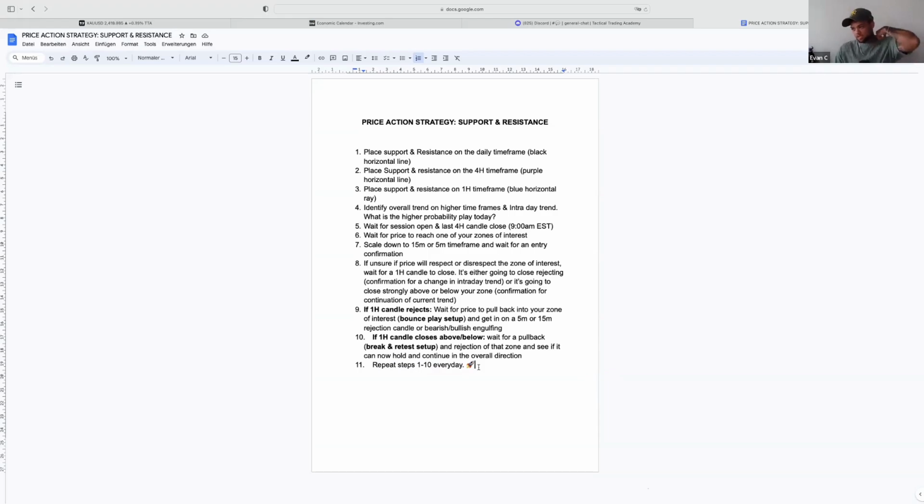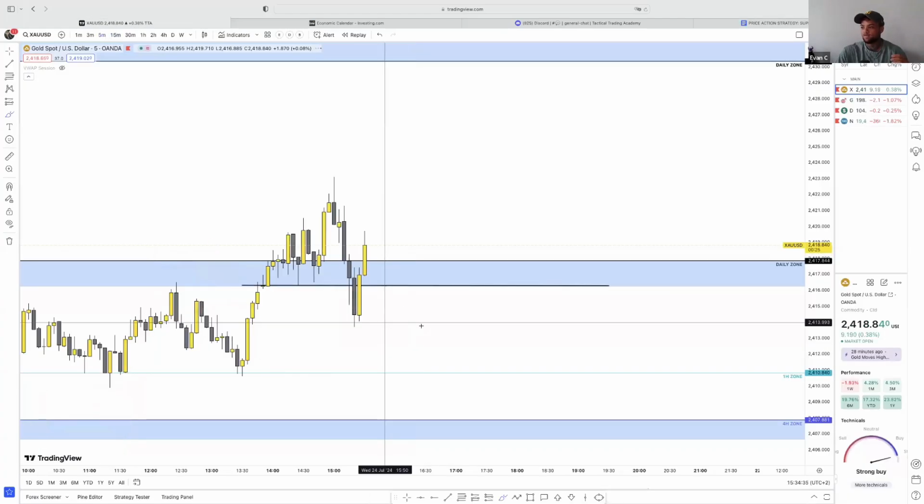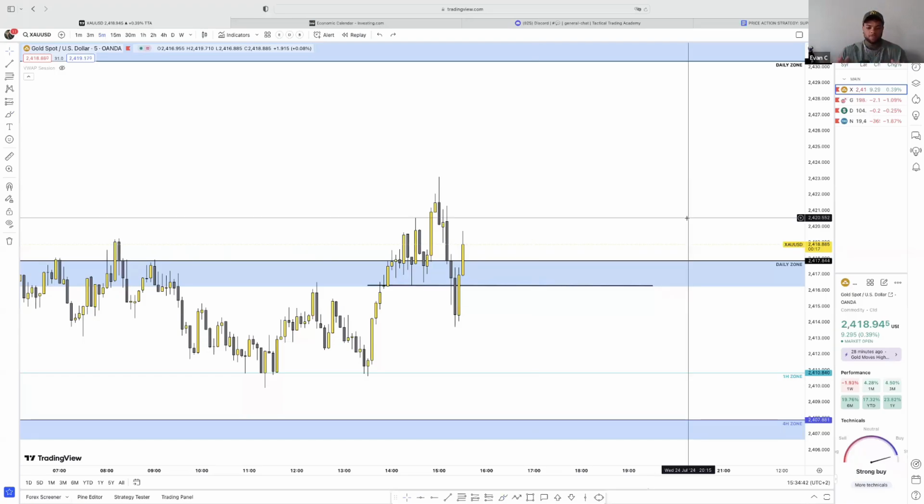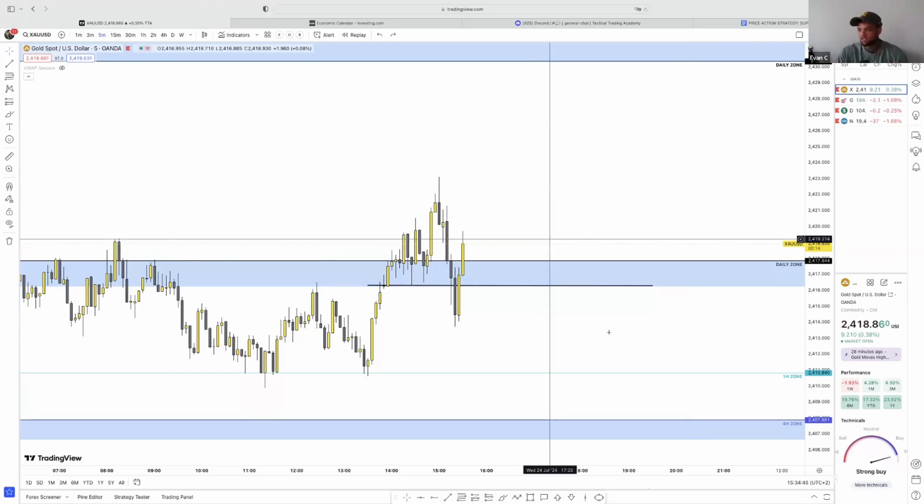Now, obviously, things like minor market structure on the 1 minute, 5 minute, 3 minute also plays a role here. Entry confirmations, rejection candles, all of that. Sometimes I also take entries based off fair value gap fills or inverted fair value gaps and so on and so forth. So obviously the strategy is a little more detailed than that, but that is the overall main structure of the price action strategy that I have.